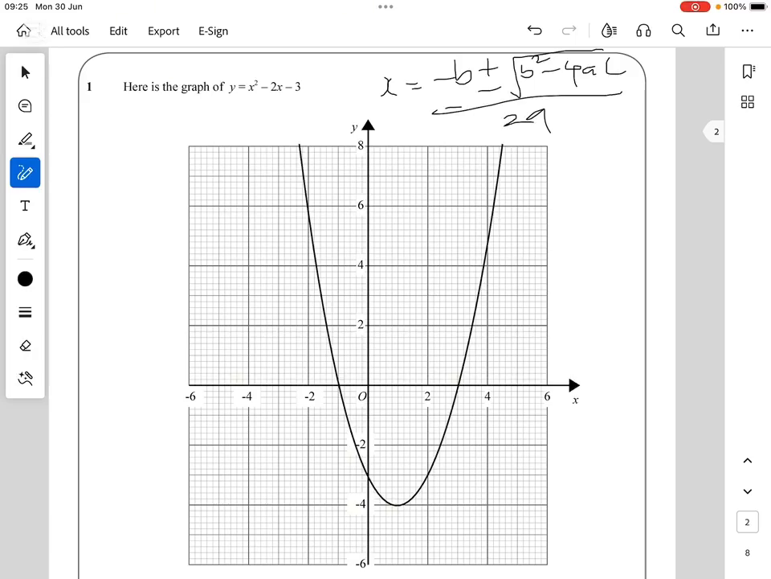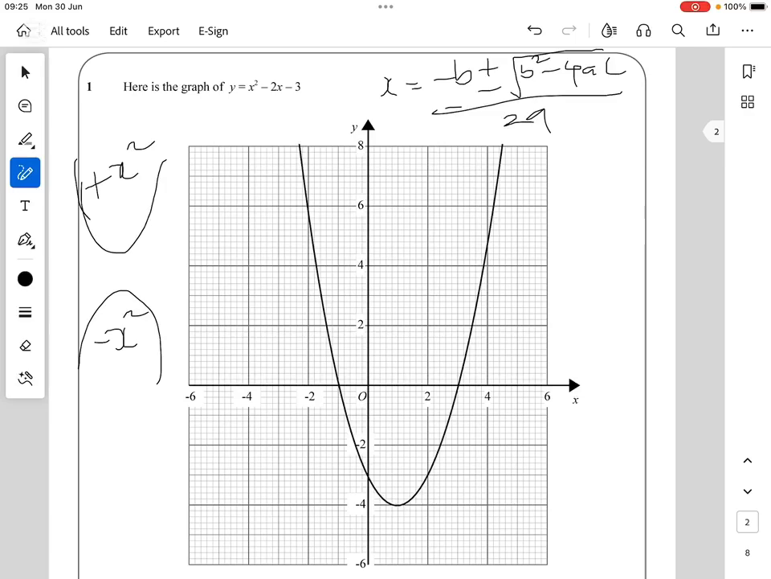Alright, so if you look at this graph, it's a graph of quadratic equation. Graph of quadratic equation always forms a U shape, a parabola, either U or N. It forms a U when you have positive x squared. It forms an inverted parabola when you have negative x squared. Alright, here we have a graph of y equals x squared minus 2x minus 3.